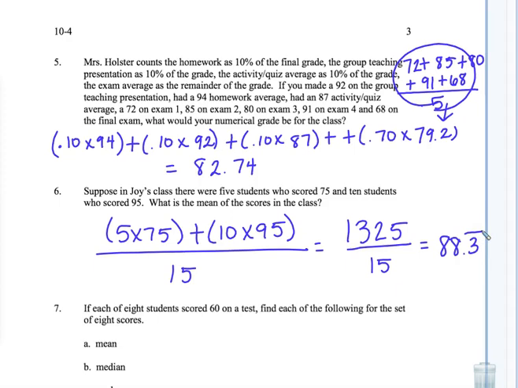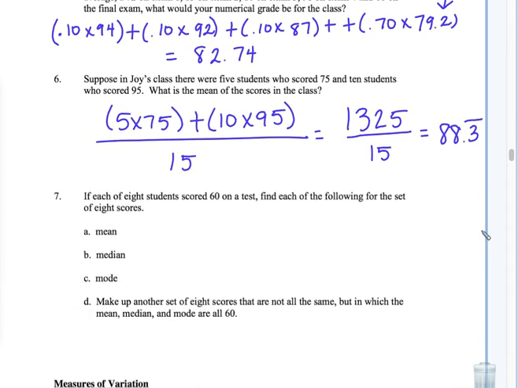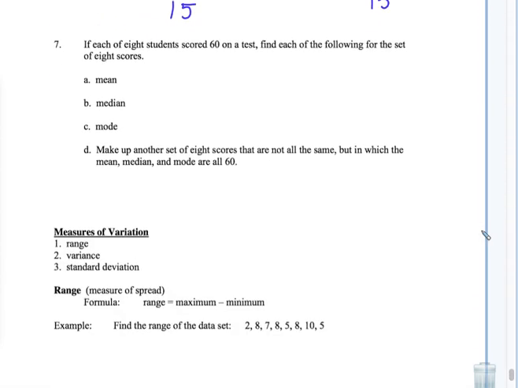All right, number 7 is pretty interesting, and then we'll go into measures of variation. So 8 students scored 60 on a test. So we have all 8 students made a 60. If you need to, you can write this out: 1, 2, 3, 4, 5, 6, 7, 8. So we have 8 students who scored a 60, and we need the mean, the median, and the mode.